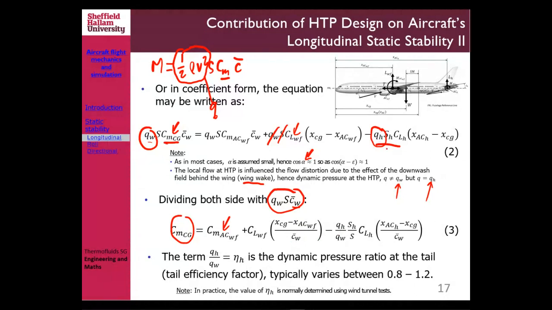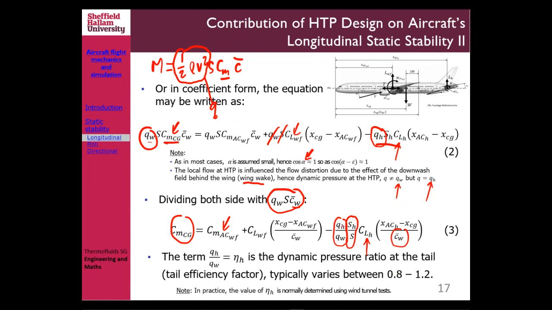And then the same as this. Now remember, because QH is not the same as QW, that should stay QH, QW, and then that S, the horizontal area of your horizontal tail plane, divided by the wing area S, and then that still stays CLH, which is there. And that one again is also divided by CW, which is the mean aerodynamic chord of your wing.